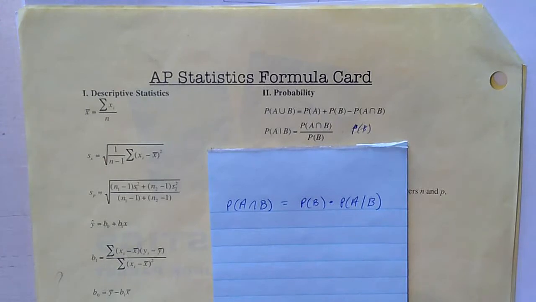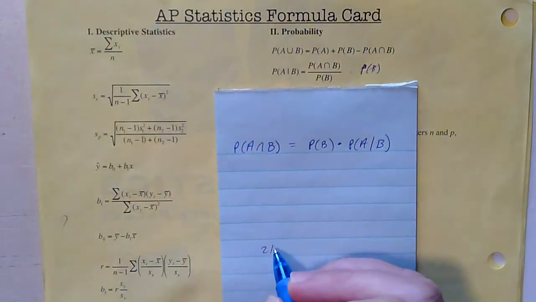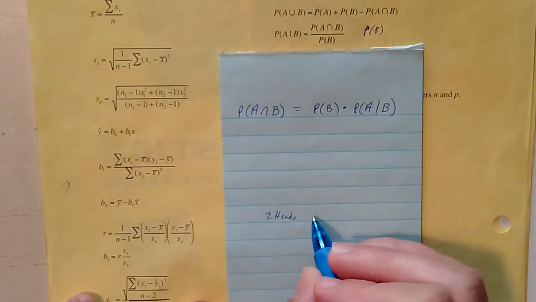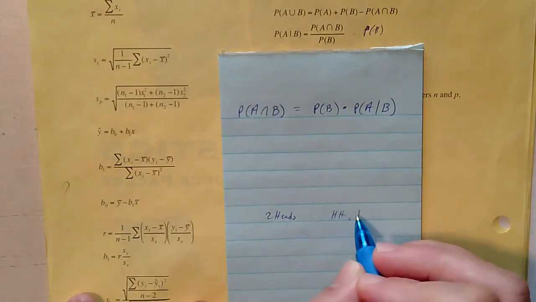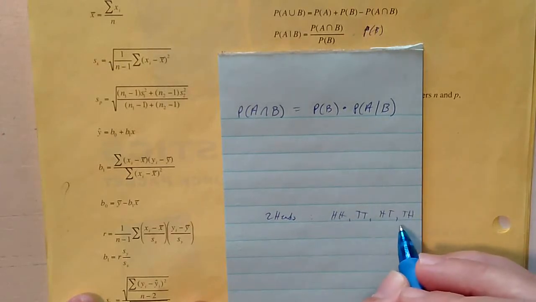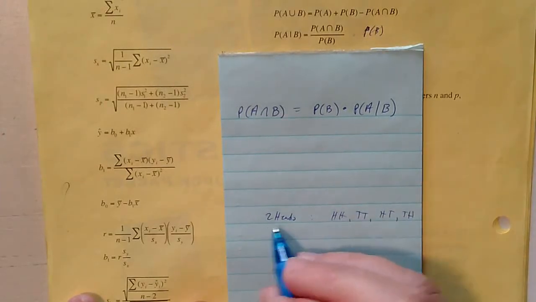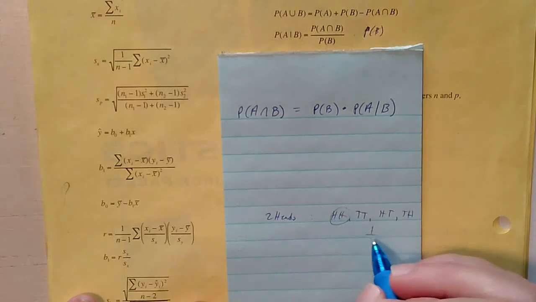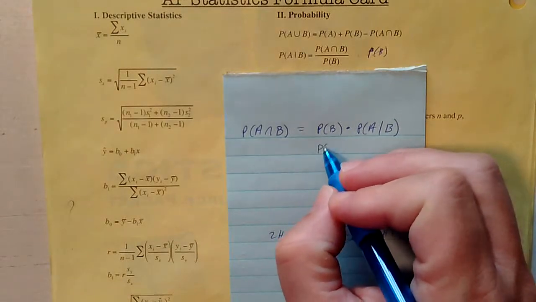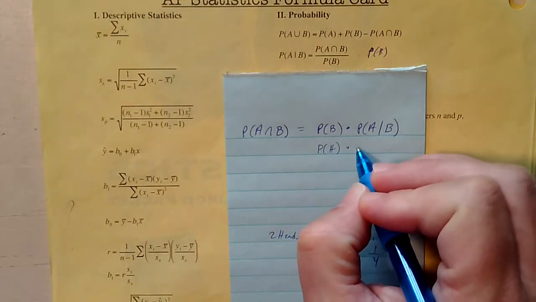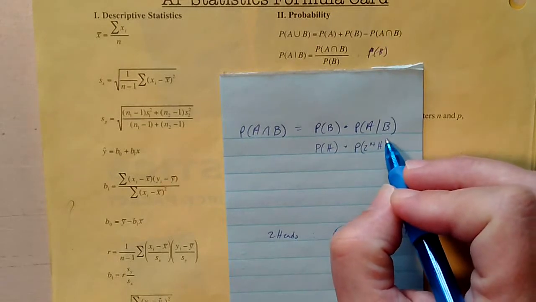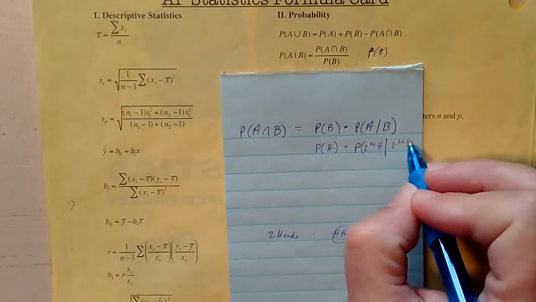So let's say, what's the probability of getting two heads when you flip coins? Well, what are all our possibilities of flipping the coin twice? We could get two heads, two tails, heads-tails, and tails-heads. That's all our possible outcomes. So the probability of getting two heads is 1 out of 4. Now here's the shortcut: probability of getting heads times the probability of a second heads given the first one was heads.